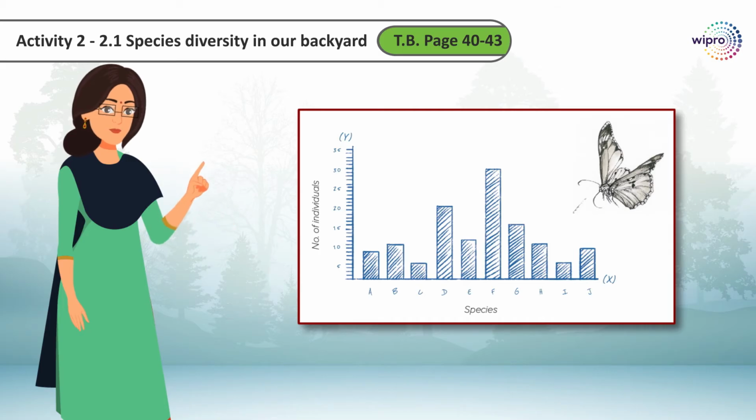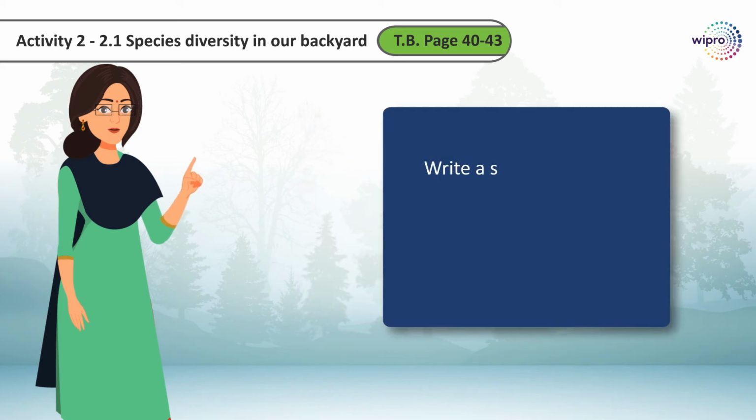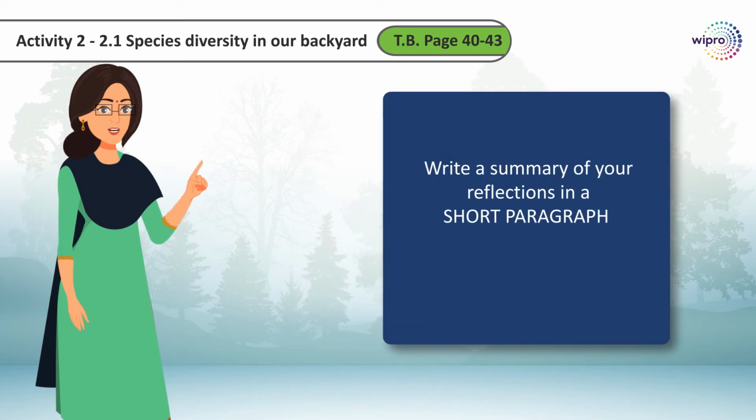Enter data from column 1, species label, on the x-axis and the data from the last column, total number of individuals, on the y-axis. Establish the value for each line on the y-axis, for example in the range of 5, 10, 15, 20 or 50, 100, 150, 200. Finally, write a summary of your reflections in a short paragraph or in the form of bullet points.